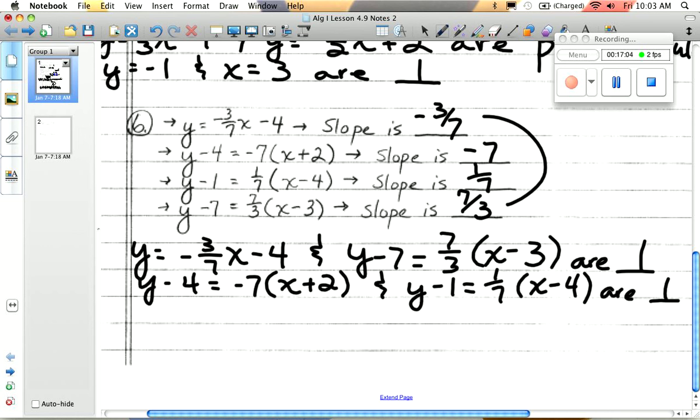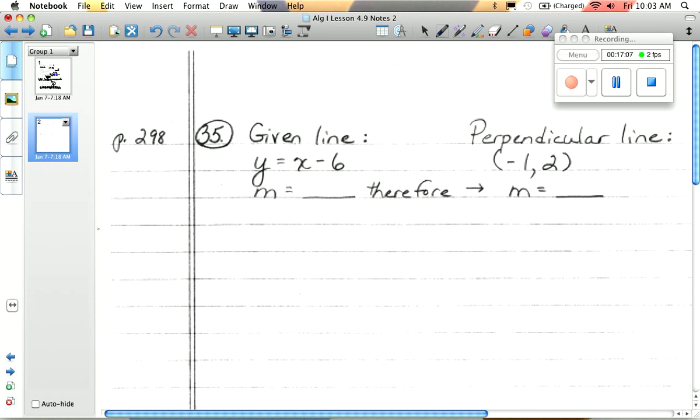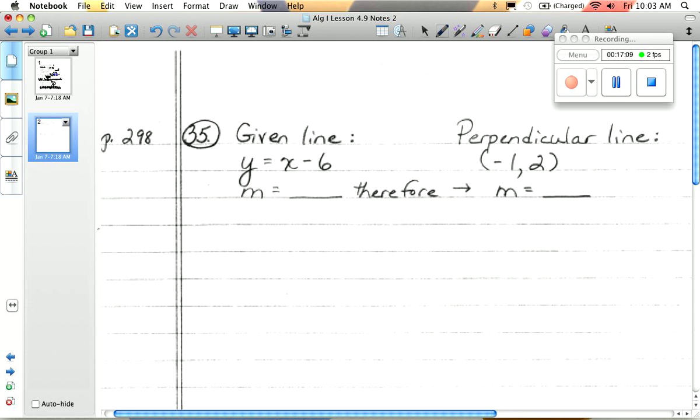Okay, then let's go to the back side where we'll practice some of what we did yesterday with parallelism. And now we're going to do it with perpendicular lines. So same kind of thought process. They give us the equation of a line. This one would be rising from left to right because it has a positive slope. In fact, what is the slope of the given line? 1. And then it has to go through that ordered pair, -1, 2. So that point might be over here somewhere.